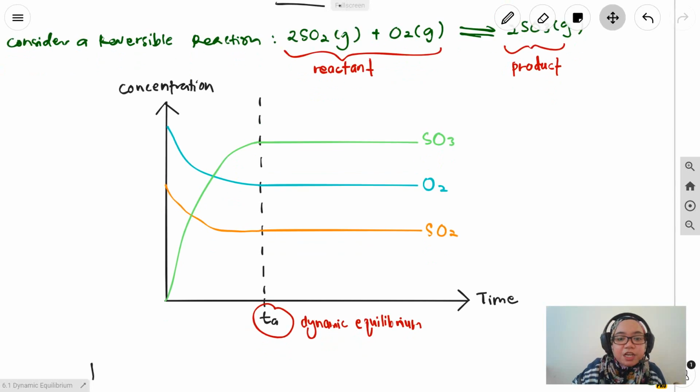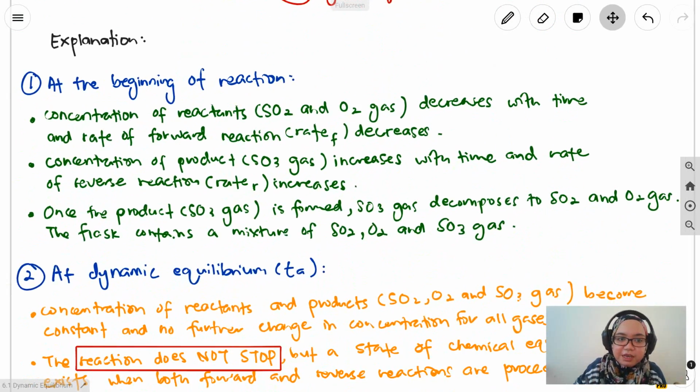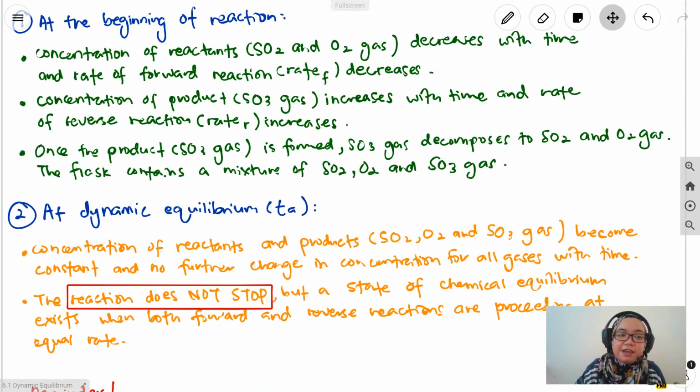Okay, so I have included in this note the explanation of this graph. Right here, it has stated everything that I have said just now. So at the beginning of the reaction, concentration of reactant decreases with time and rate of forward reaction decreases. Concentration of product increases with time and rate of reverse reaction increases. So once the product is formed, SO3 gas decomposes to SO2 and O2 gas. So now the flask contains a mixture of SO2, O2 and SO3 gas. So that's the explanation at the beginning of the reaction.